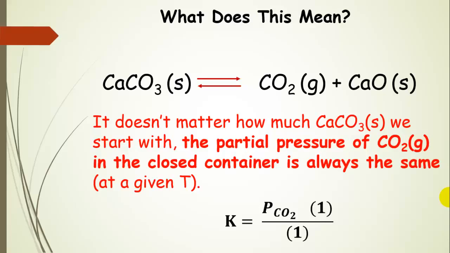Now, the interesting thing about this is that it doesn't matter how much calcium carbonate we start with. The partial pressure in our closed container at some given temperature is always going to end up to be the same. So we can have a little bit of calcium carbonate, or we can have a lot of calcium carbonate, and it doesn't matter. All that matters is that in this container at some given temperature, when it's closed, it's going to set up the same partial pressure, whether there's a lot of it or a little of it.